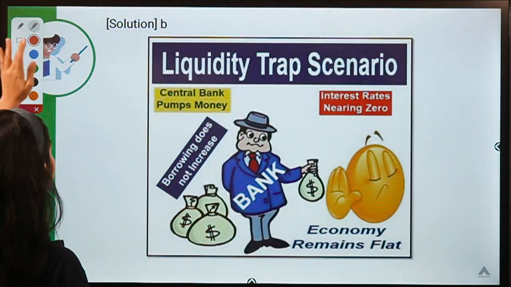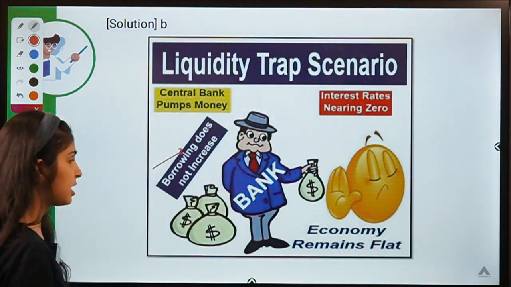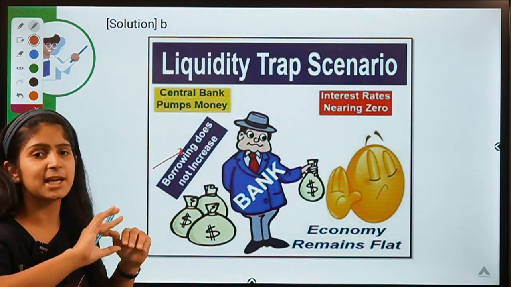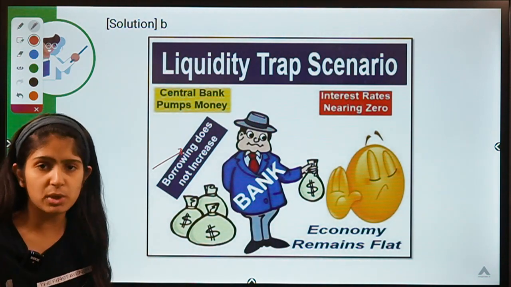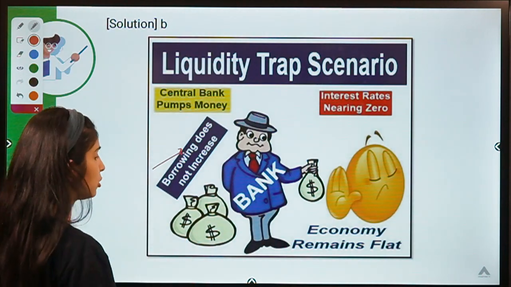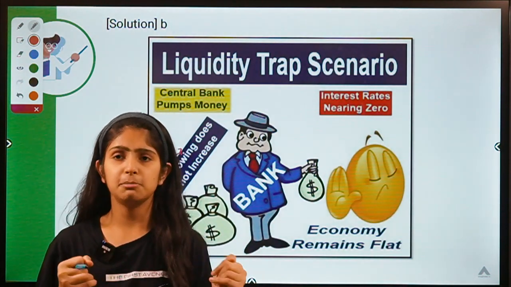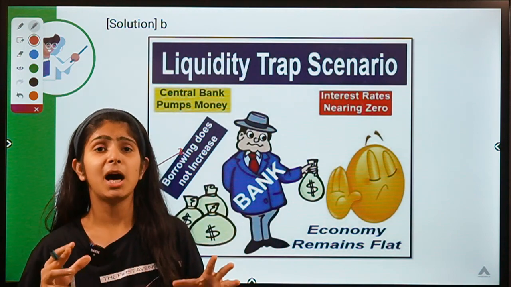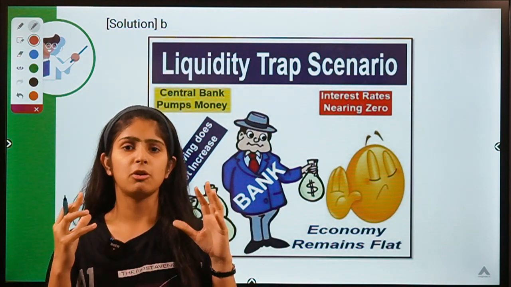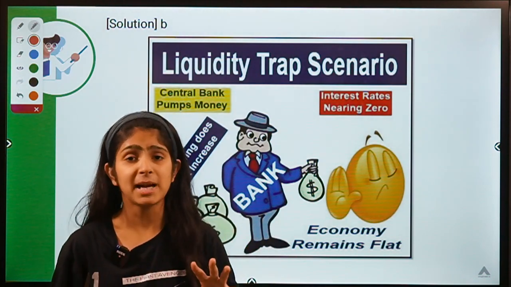Here you can see this picture tells you: central bank pumping money, borrowing does not increase. By cutting the interest rate, the central bank is trying to push lending activity, trying to persuade borrowers to borrow so that they stimulate demand, but they are not doing so. So what can be the reason behind this interest rate cut not working? The main reason can be that people are not willing to borrow. They are showing such a pessimistic attitude because of uncertainty or because of the bad times that they have faced.